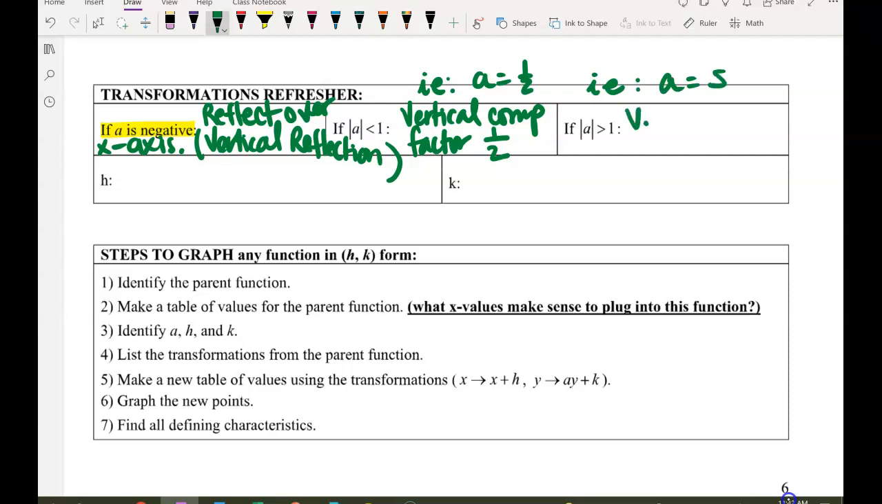So I'm going to abbreviate vertical. VS stands for vertical stretch. Vertical stretch factor of A value, whatever that is. In our case, it is a factor of 5.